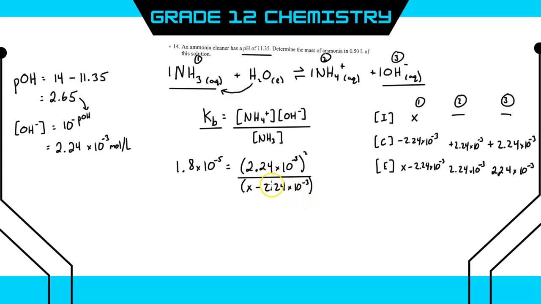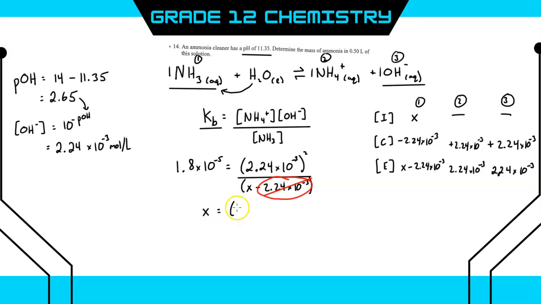Now I'm banking this is going to be pretty small, so let's just cancel it. Once we figure out what X is, we can double check just to make sure that we made a reasonable assumption there. But for now, let's cancel it and solve. Okay, so solving it would then be easy. You could just cross multiply.